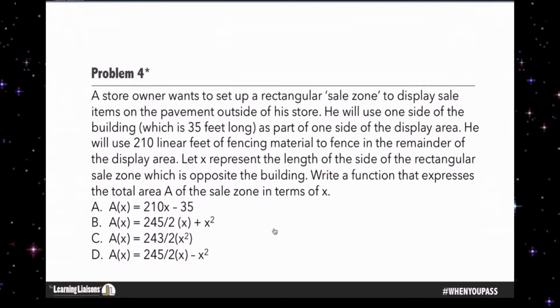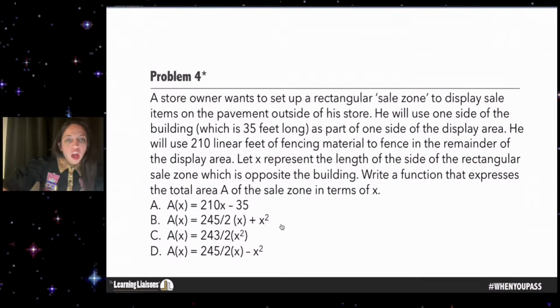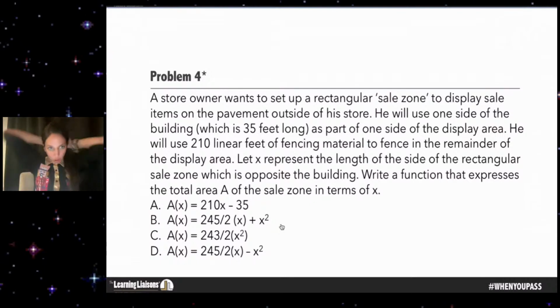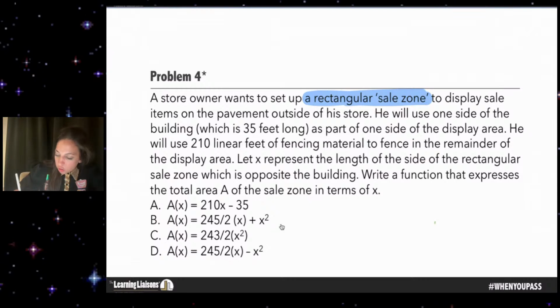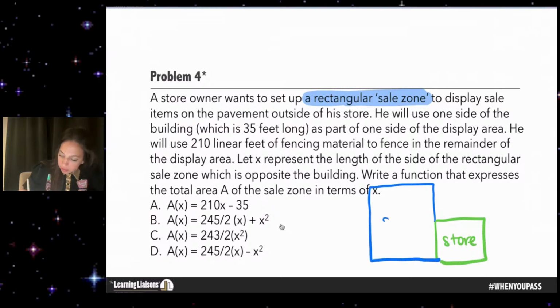This is a good problem. All right, so this is a lot of words, and this is what intimidates people. So we have a store owner wants to set up a rectangular sale zone. So we know it's a rectangle to display sale items on the pavement outside of his store. So let's call this his store. And let's call this his sale zone.